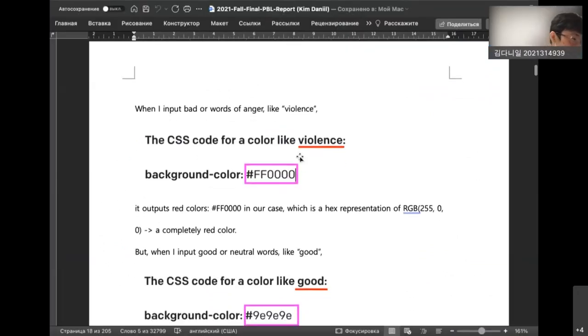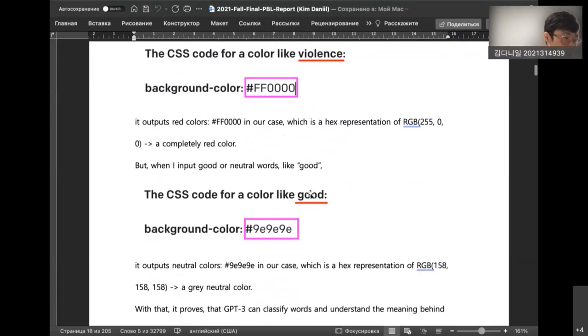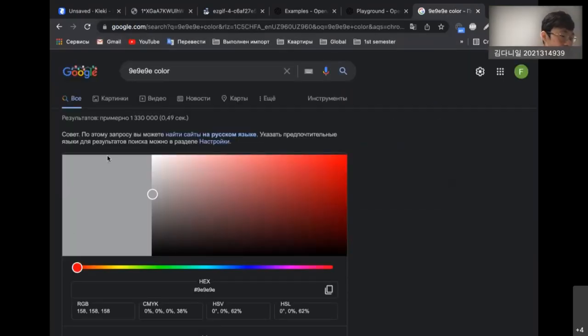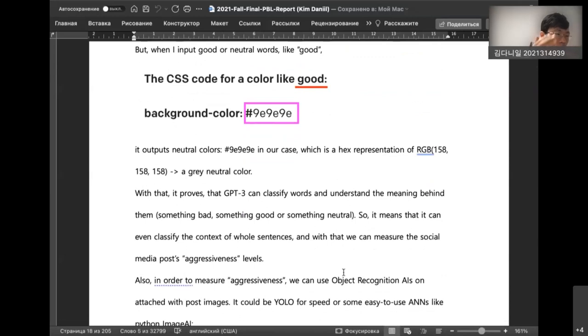So basically I have screenshots like here. The violence FF0000 is a red color. So this is something bad, right? And if we write good, which is 9E9E9E, this is a gray neutral color. So with that, we can basically classify words into bad words and good words, and so we can calculate the aggressiveness level of a particular post.